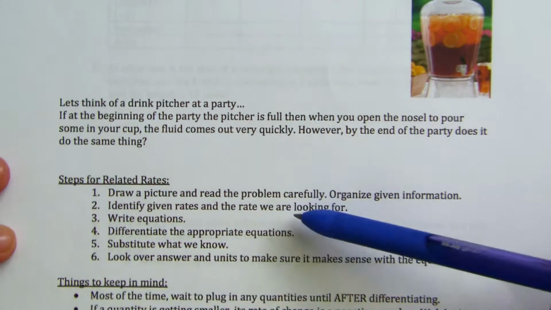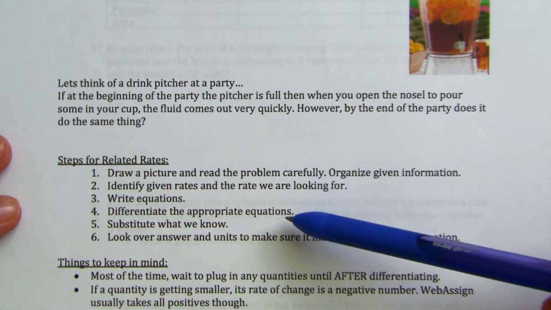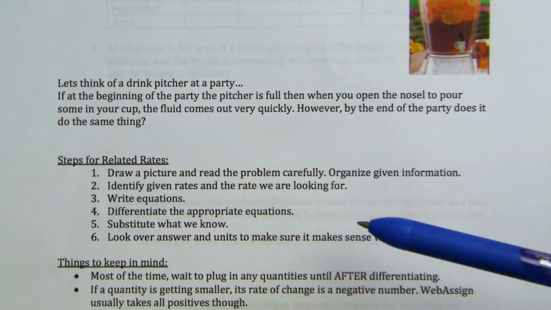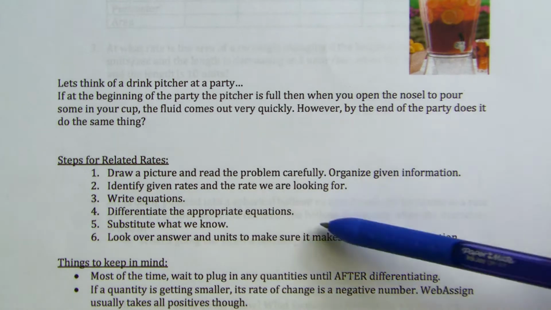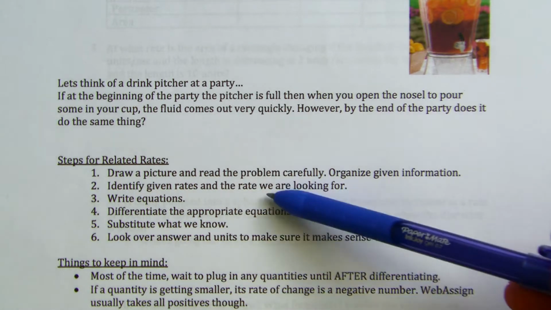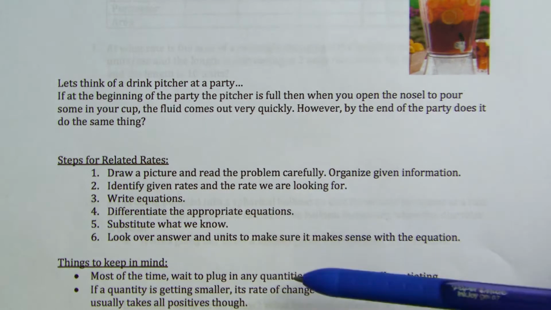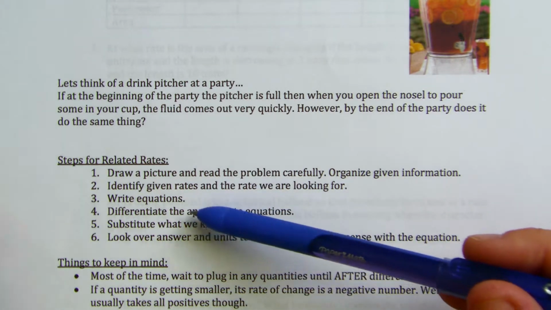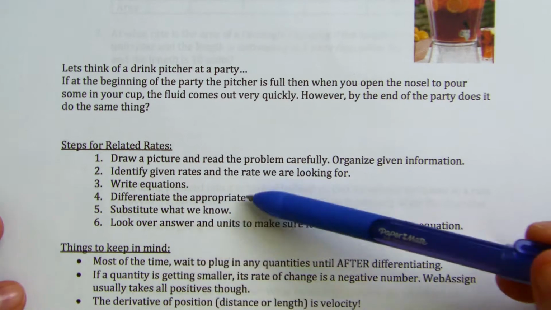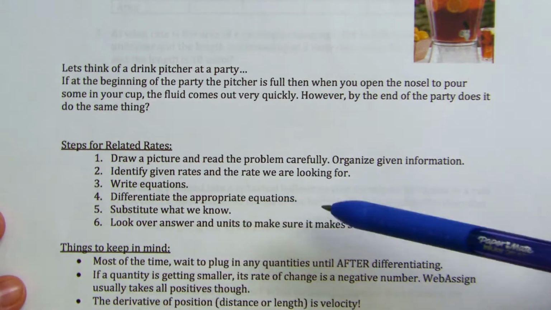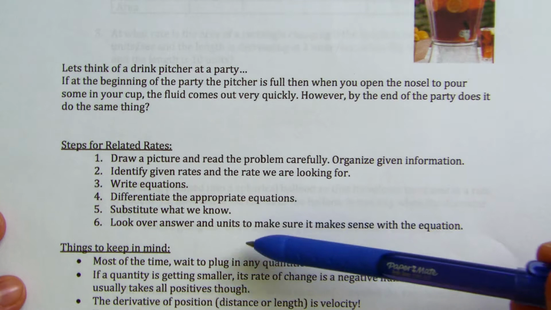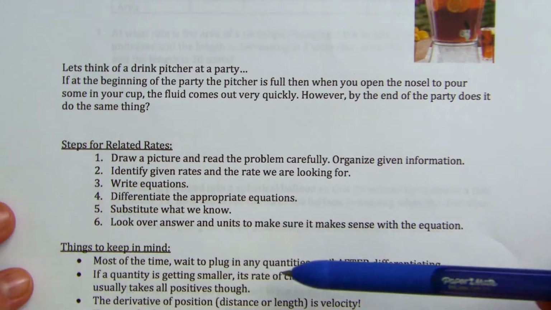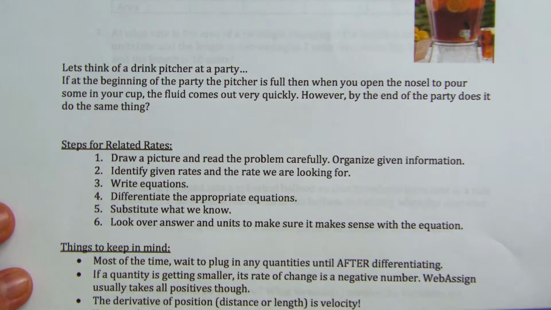And when we're looking at these types of problems, I've written out some steps here that are helpful. Always, it's really nice to draw a picture and just be able to visualize what you're talking about. And then we want to identify what rates we're given and what rate we are looking for. We'll write some equations for how these variables are related to one another. We'll differentiate the equation that we're looking to find the rates for. We're going to substitute in what we know, and we're going to look over our answer. You always want to make sure that it makes sense with what the question's given.